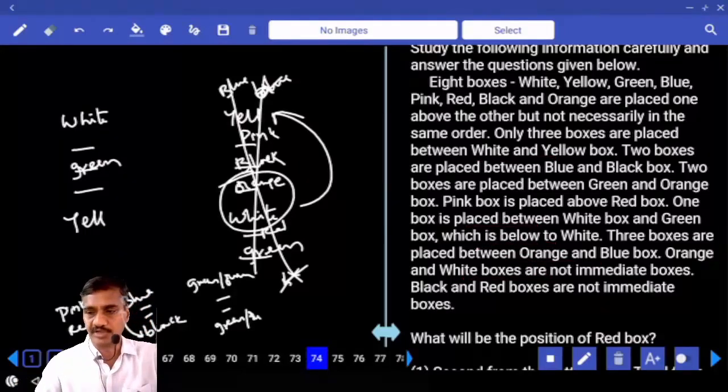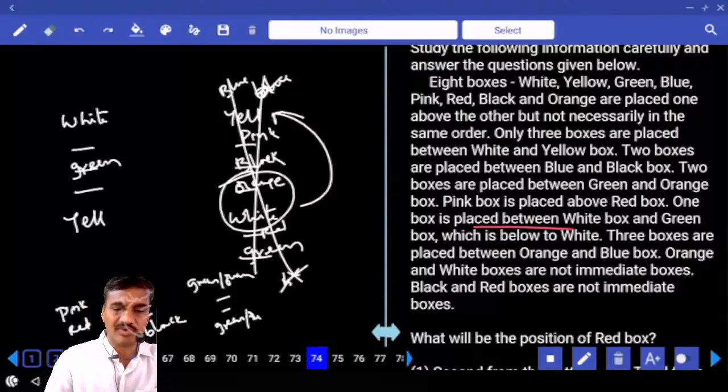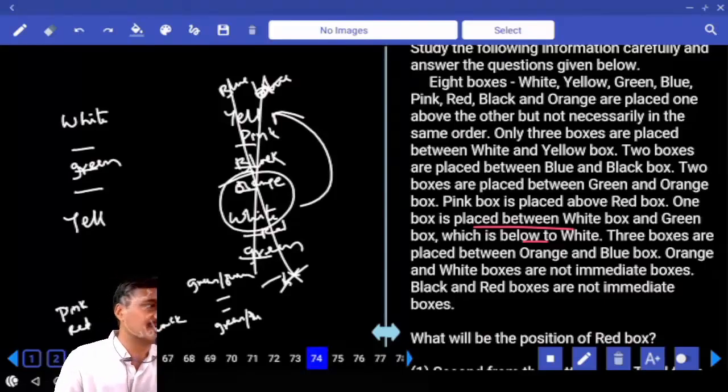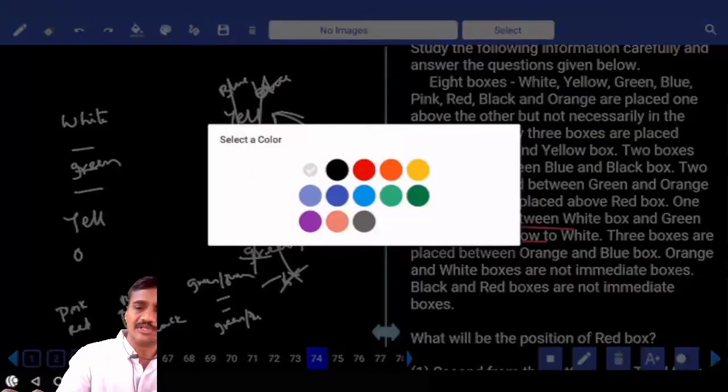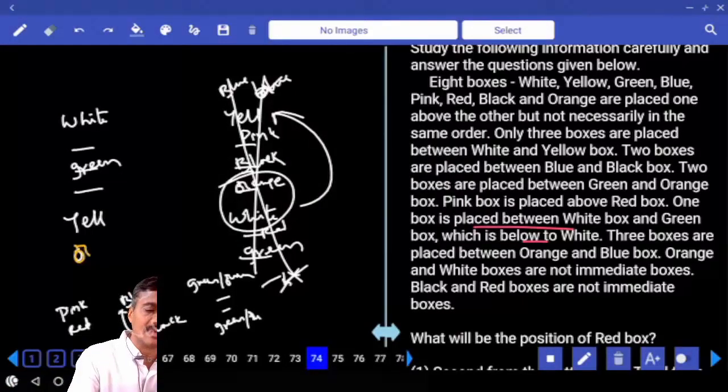And next coming back to this. And one box between white and green. Green is below white. 3 boxes between orange and blue. Orange and blue, 3 boxes. Now green, go to green and orange, how many are there? There are 2. And 1, 2, orange can be here. This is one such possibility. Orange can be here or orange can be here. This is the second possibility.